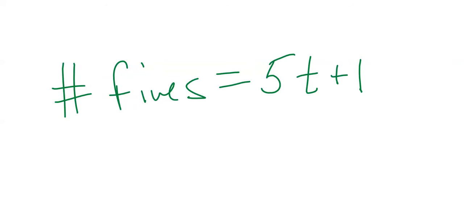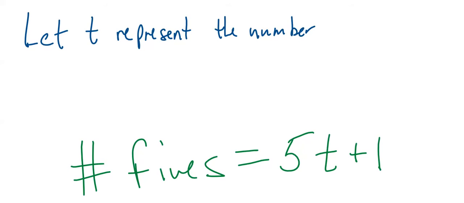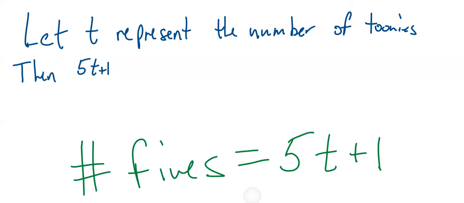Does that make sense when you see it like that? So what am I going to make my let statement? Let T represent the number of toonies. Very nice. I like it. Let T represent the number of toonies. Then we've already got our expression done. 5t plus 1 is the number of 5s.